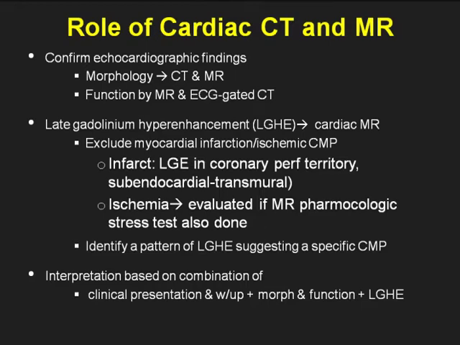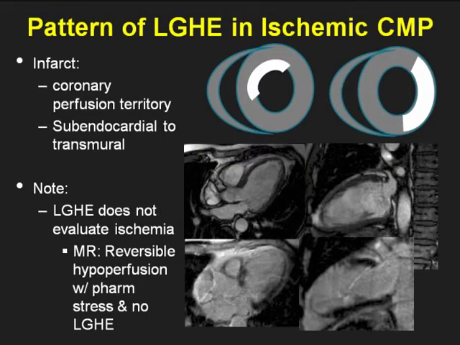When I have cases like these coming to me, I try to put everything together: the clinical presentation, what came from the workup, morphology and function, and the pattern of late gadolinium hyperenhancement. Before I launch into cardiomyopathies of non-ischemic causes, I have to first talk about what the pattern of ischemic cardiomyopathy is going to be so that we can contrast that with everything I'm going to say afterwards.